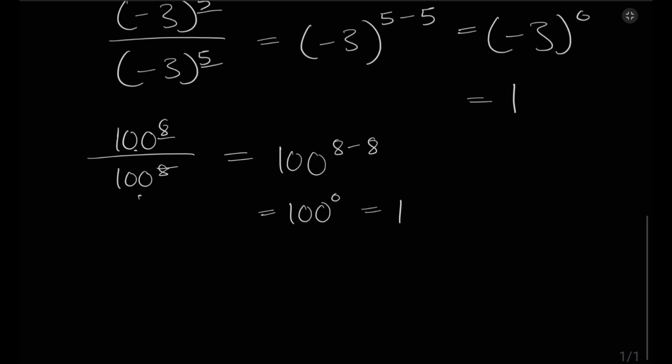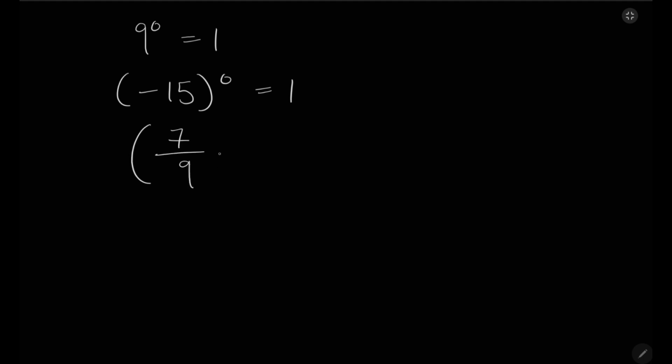Guys, please remember this whenever you see anything raised to the power 0 in exponents or in mathematics. If you have 9 to the power 0, you should know that it's equal to 1. If you have negative 15 to the power 0, it's equal to 1. If you have 7 over 9 to the power 0, you'll obviously say 7 times 1, 1 times 0, you'll get 0. But at the end of whatever steps that you've taken, you should know that it's equal to 1. You don't even need to show these steps.